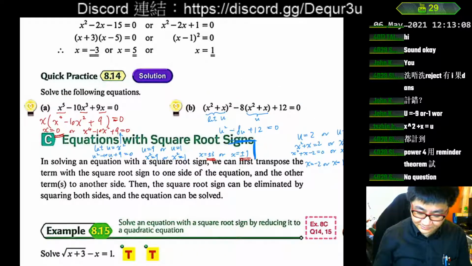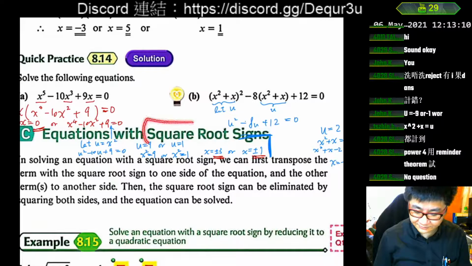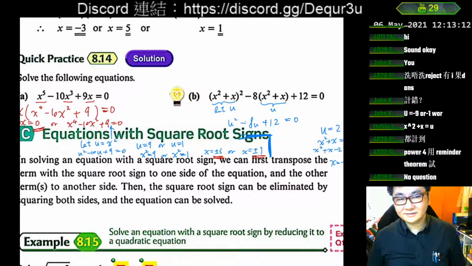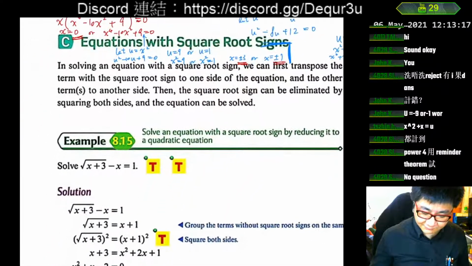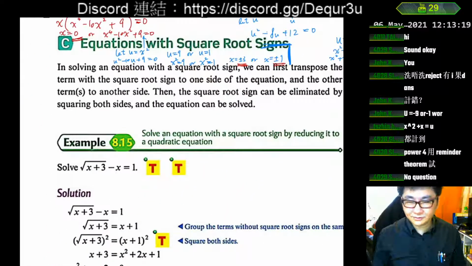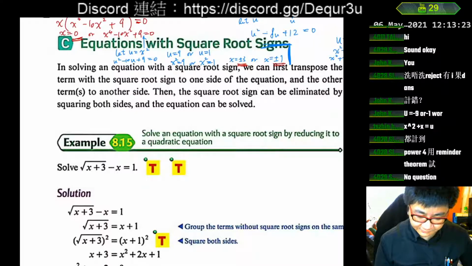Now the next part is equations with square roots. Sometimes we may see square roots in our equation. For example, we can briefly see example 15, but then we will do more work. We will do detailed work for quick practice 15. So you may see equations like this with a square root.